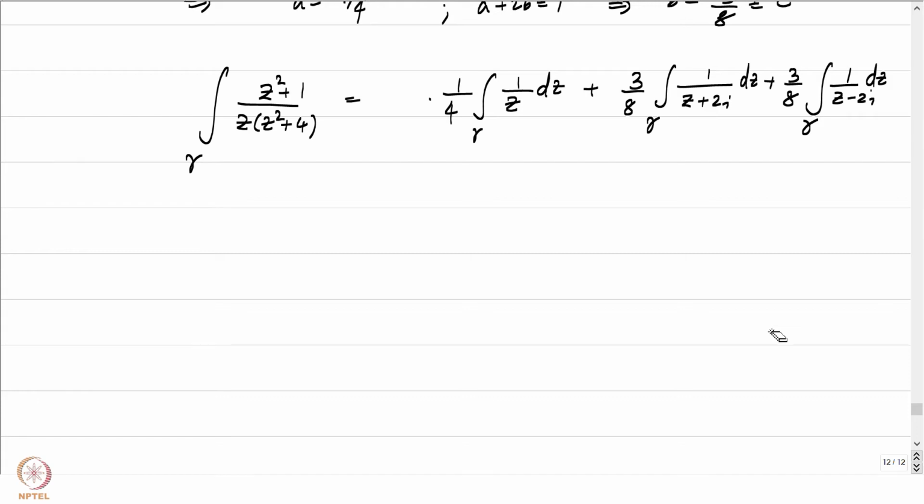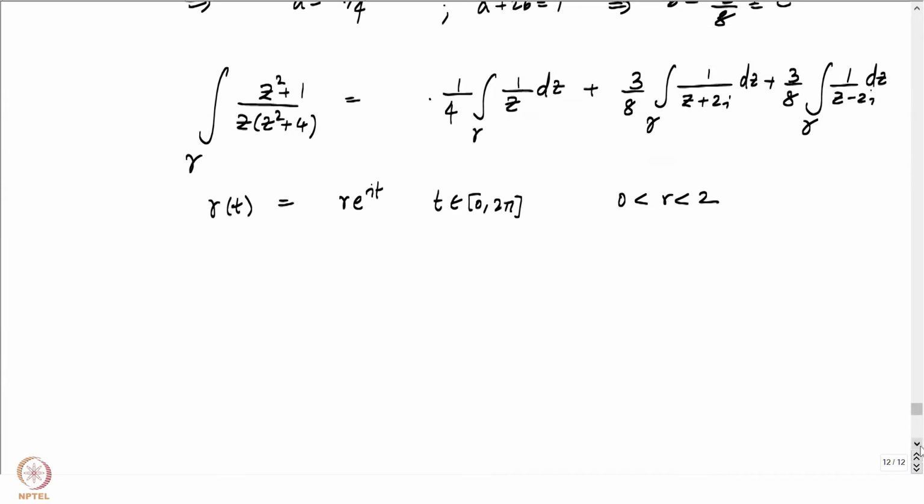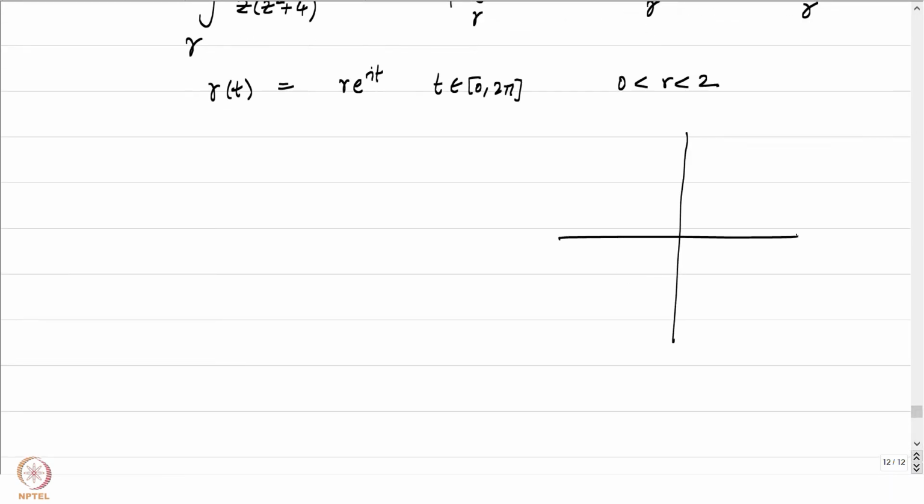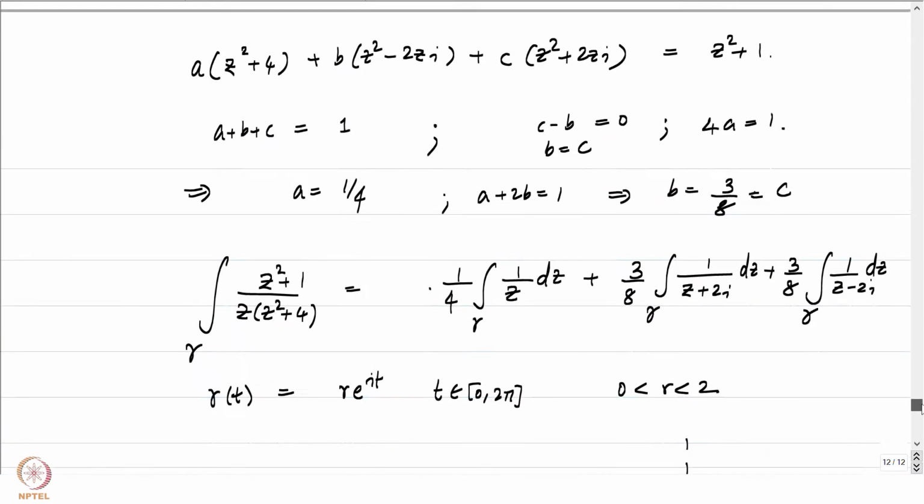Let's now consider the case when our curve gamma is a circle of radius r for r less than 2. Let's draw a picture to capture that. We have our origin here, there is 2i here, and there is −2i here, and we have a circle of radius r somewhere like this. Now let's get back to the integrals that we are trying to compute.